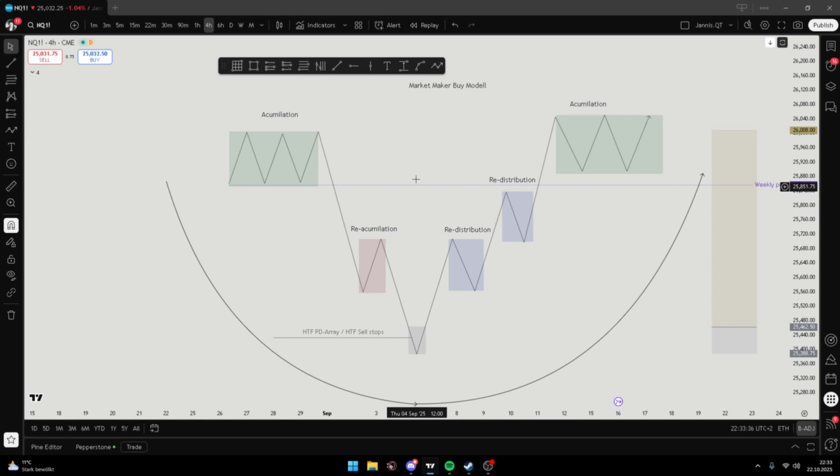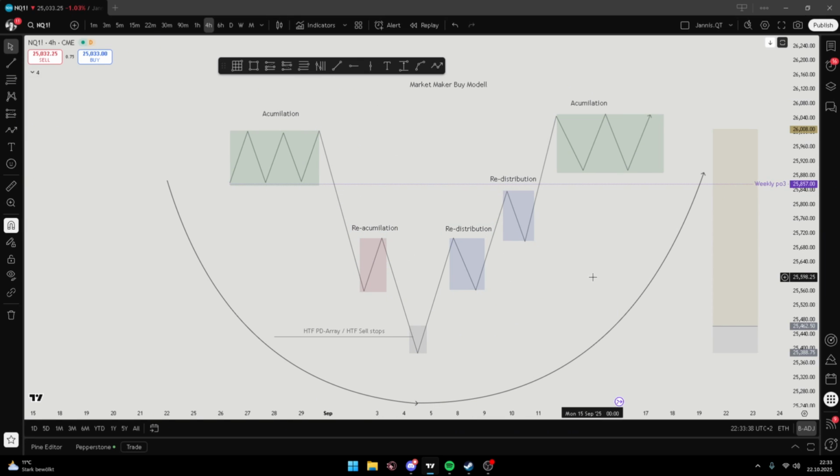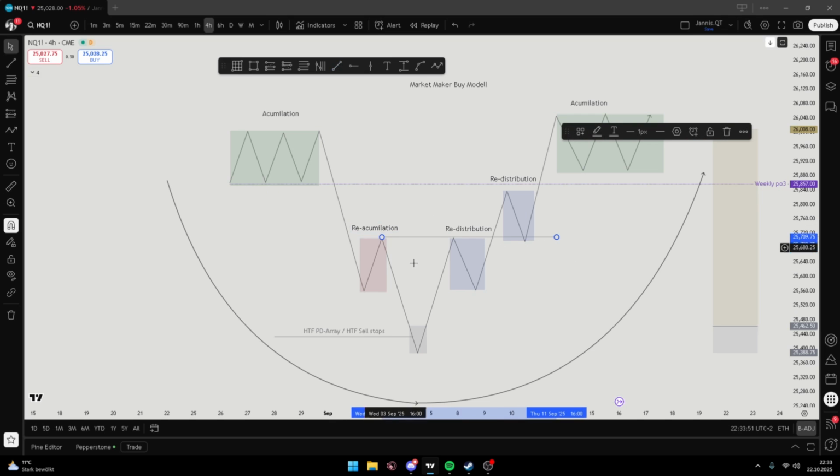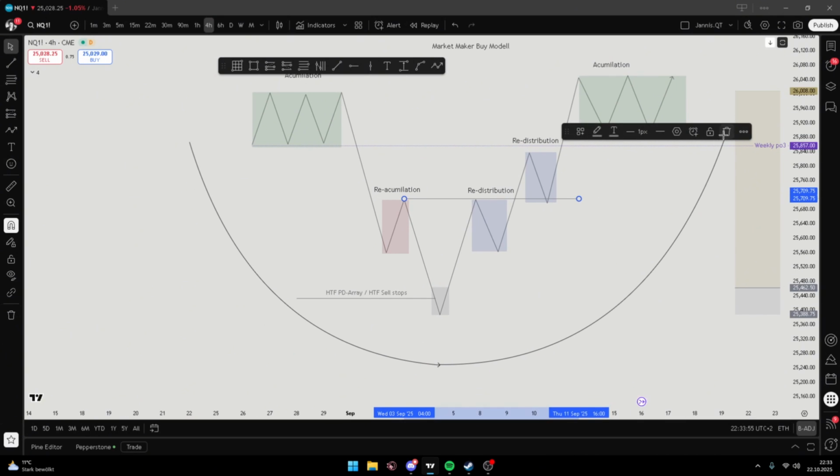A reaccumulation is just a retrace. Now, why do we have one? It's so the range is not fully unbalanced. We can't just go on a straight line for 200 points, and we're also building liquidity that we can take out if we have our buy side delivery. I hope you understand that.